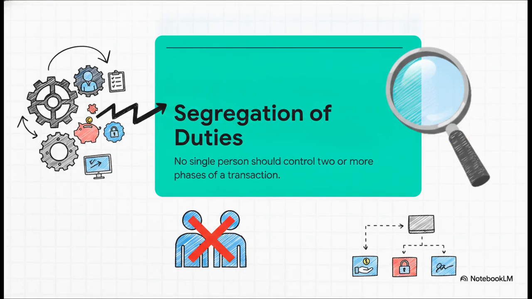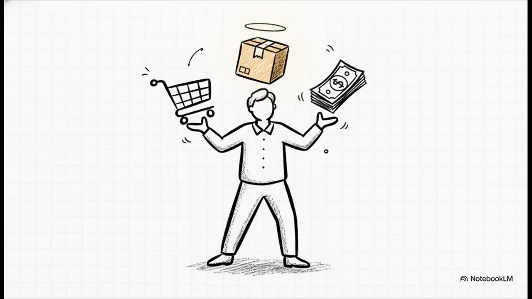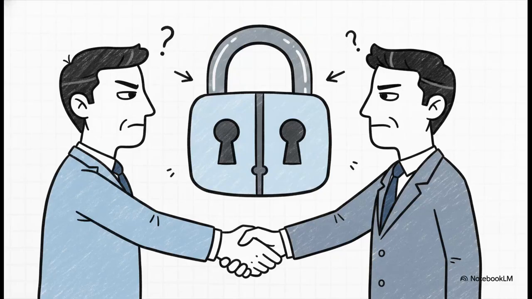It basically breaks processes into separate pieces. If one person controls ordering, receiving, and paying, your company's cash relies entirely on personal honesty. SOD ensures that committing a fraud requires at least two people to actually collude.